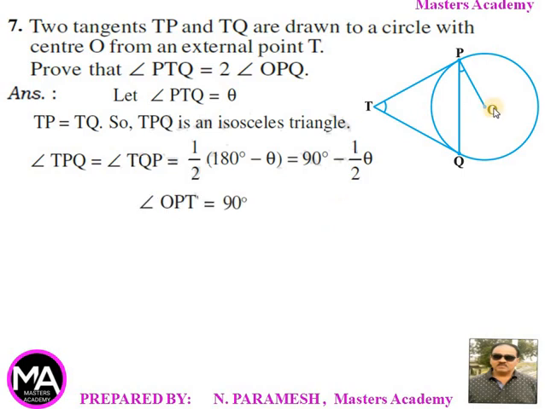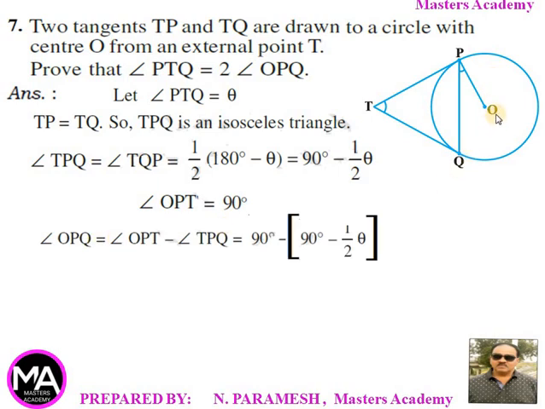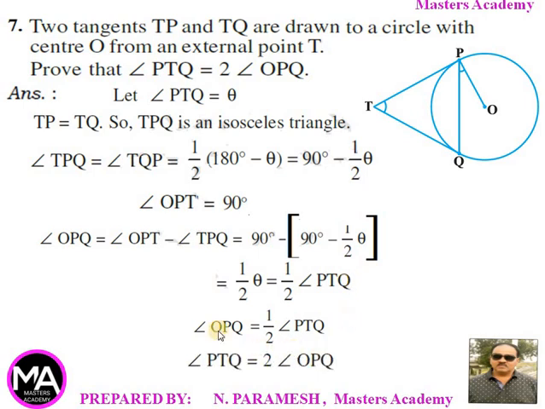But we know that angle OPT is equal to 90 degree. Therefore, angle OPQ is equal to angle OPT minus angle TPQ, which is 90 degree minus (90 degree minus 1 by 2 into theta). 90 minus 90 gets cancelled, minus into minus plus, 1 by 2 into theta, that is 1 by 2 angle PTQ. Therefore, angle OPQ is equal to 1 by 2 angle PTQ, cross multiplication, angle PTQ is equal to 2 of angle OPQ.